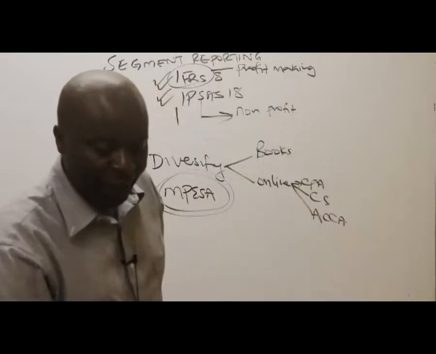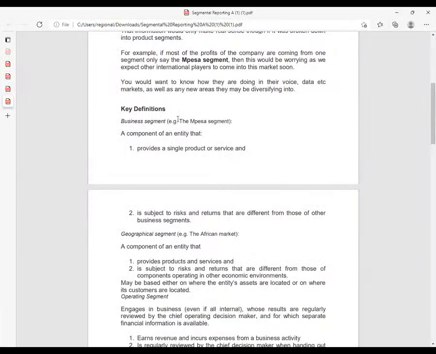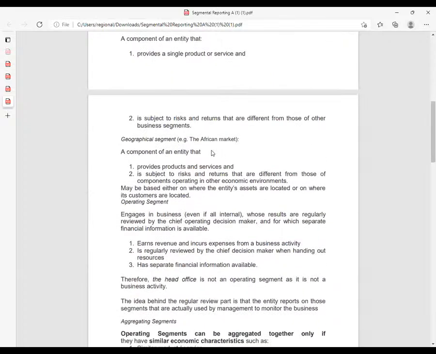Okay, so here we are. Ladies and gentlemen, here we are saying a business segment, like the M-Pesa segment, is basically a department. It's a component of an entity that provides a single product or service and is subject to risks and returns that are different from those of other business segments. Geographical segment, like now the region, like the African market, is a component of an entity that provides products and services and is subject to risks and returns that are different from those of components operating in other economic environments.